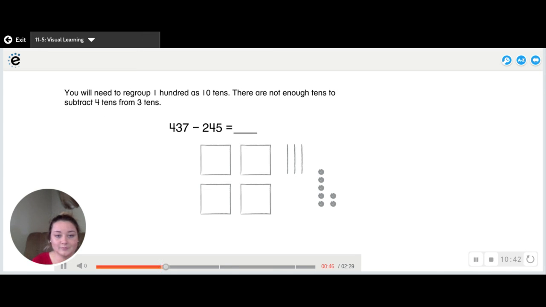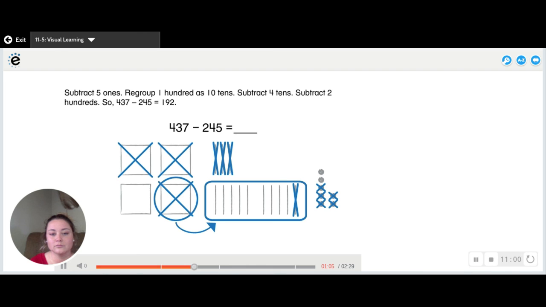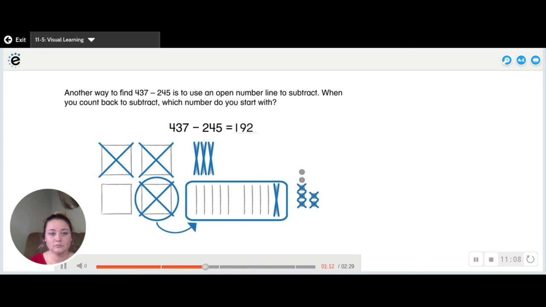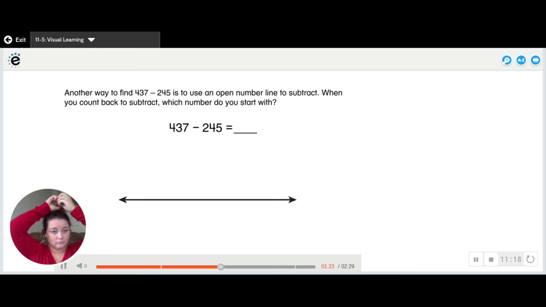You will need to regroup 100 as 10 tens. There are not enough tens to subtract 4 tens from 3 tens. Subtract 5 ones. Regroup 100 as 10 tens. Subtract 4 tens. Subtract 2 hundreds. So 437 minus 245 equals 192. Another way to find 437 minus 245 is to use an open number line to subtract. When you count back to subtract, which number do you start with? Select your answer.